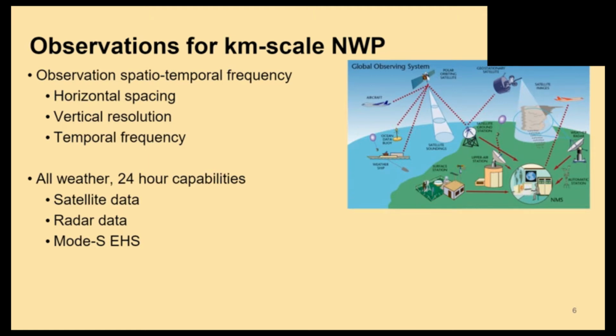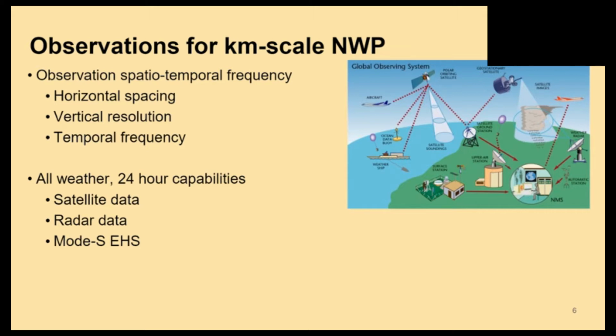Observation-wise, so we've talked about the algorithms, so now let's have a think about the observations. Well, what do we need? We need high spatiotemporal frequency, so that means fine horizontal spacings, fine vertical resolutions, and high frequency, high repeat times. We want observations that are available all the time, and in all weather. And some of the problems that we have relate to observations that might be available all the time, but we don't know how to deal with them in all weather.